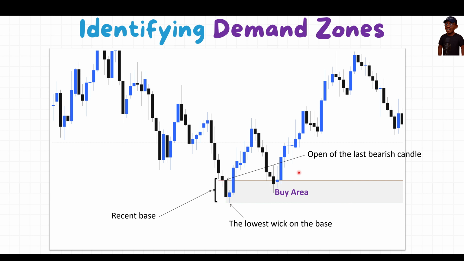And then you choose the open of the last bearish candle as well. So which one is the last bearish candle? This one right here is the last bearish candle. So open is this point. So the area between the open of the last bearish candle and the lowest wick on the base becomes your demand zone. Okay, so this entire area becomes your demand zone. Anytime price action comes back into this area, it is a very good time for you to buy upwards.